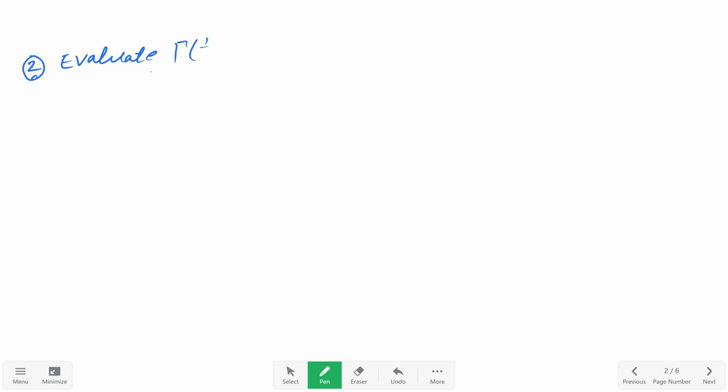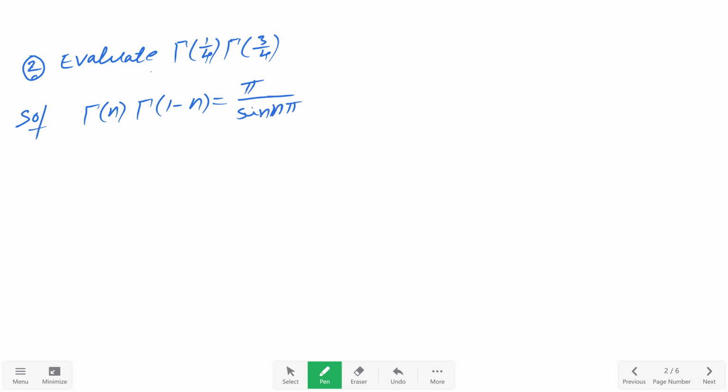Gamma of 1 by 4 into gamma of 3 by 4. Now I can find this value by using the property. What is the property? Gamma of n into gamma of 1 minus n is equal to, what is the formula? Pi by sin n pi. By using this formula, you can evaluate the value of gamma of 1 by 4 into gamma of 3 by 4.